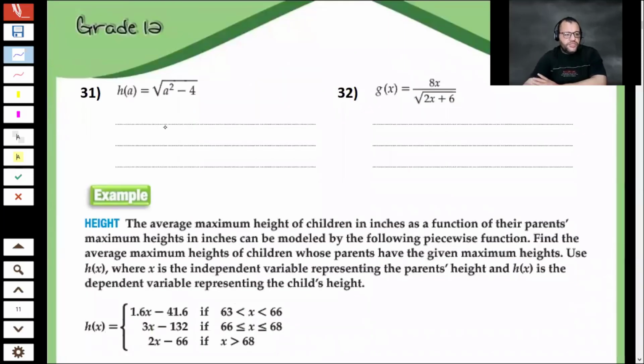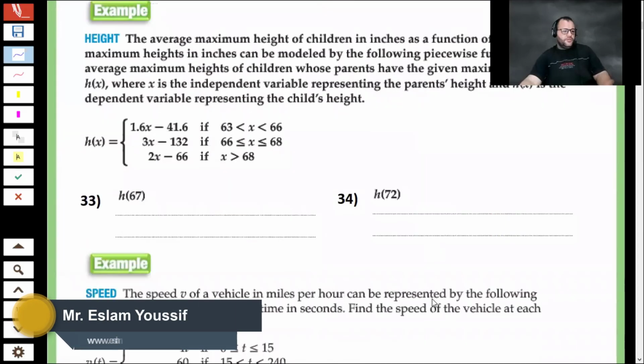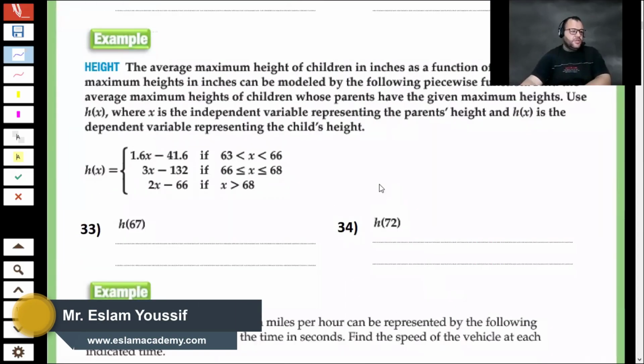How do we solve number 31 and 32? Please solve this one. Can we finish number 33 and 34, then go back to 31 and 32?